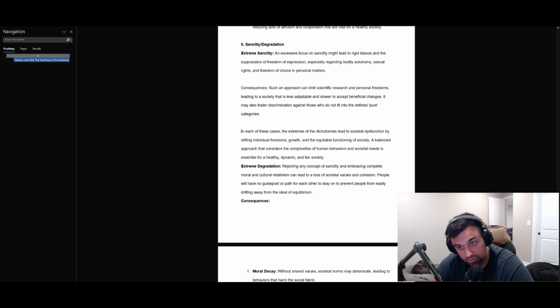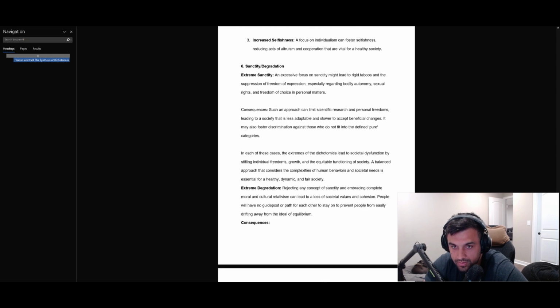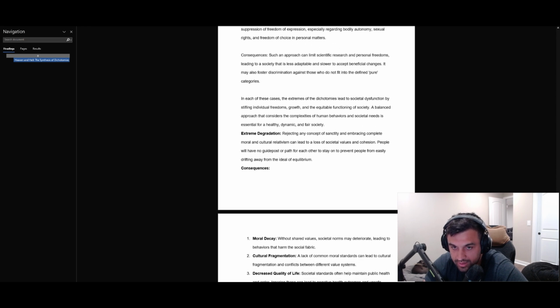So in the case of extremes of dichotomies, we can lead to societal dysfunction by stifling individual freedoms. Okay. And so that's how sanctity can go bad. And then extreme degradation, rejecting any concept of sanctity and embracing complete moral and cultural relativism, can lead to loss of societal values and cohesion. People have no guidepost for each other to stay on, to prevent people from easily drifting from the ideal of equilibrium.